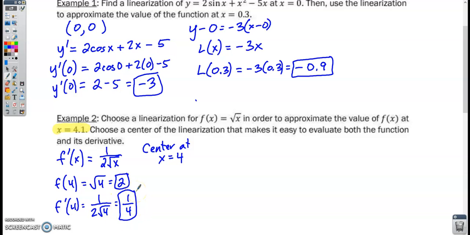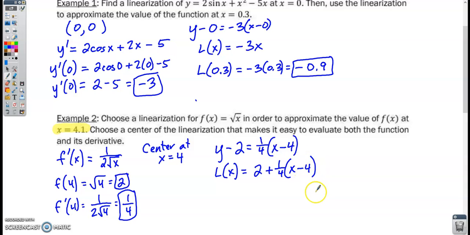Okay, so we centered our linearization at 4. We're going to go ahead and write it now. Y minus the y coordinate is equal to the slope times x minus the x coordinate. And so my linearization is going to be equal to, I add 2 to both sides, 2 plus 1/4 times the quantity x minus 4. And so now I'm going to approximate the value of the function at 4.1 using this.